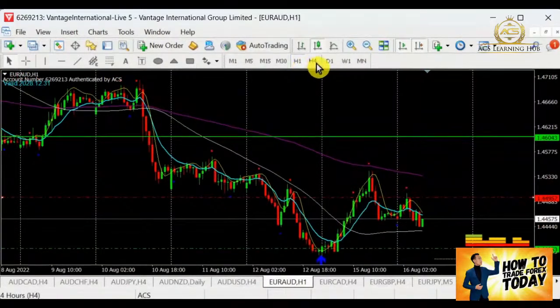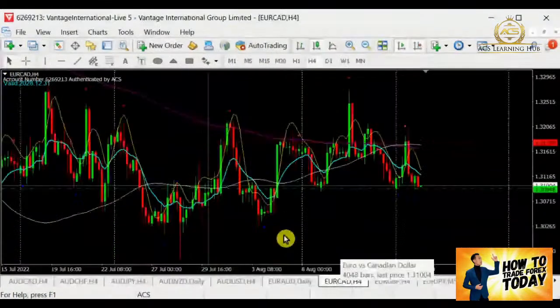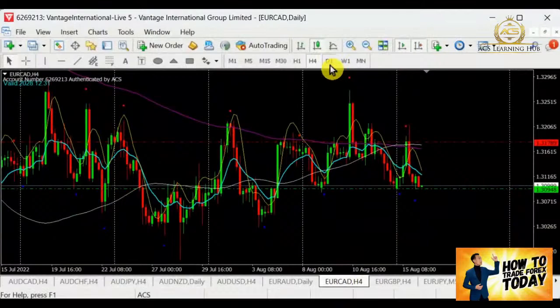So tentatively, I'm still looking for Euro Aussie to sell. Euro Aussie, right? Yes, we can look out for selling. Okay, how about Euro CAD? Euro CAD over here.